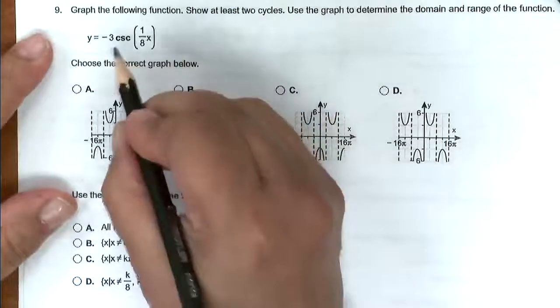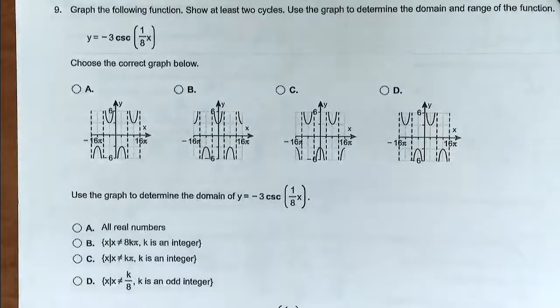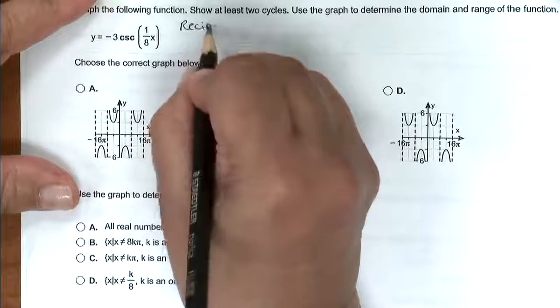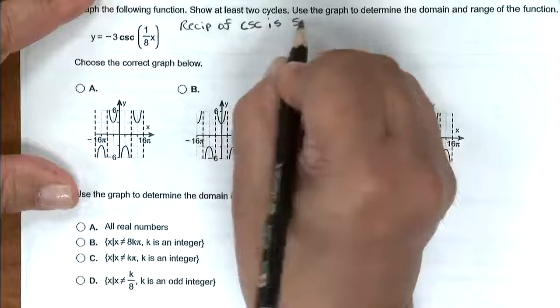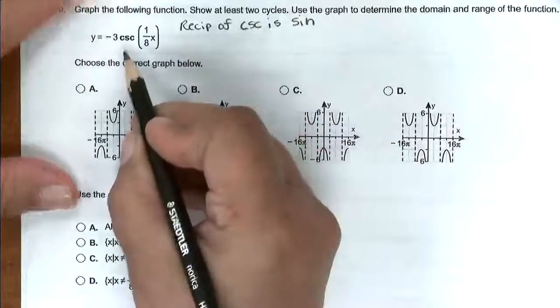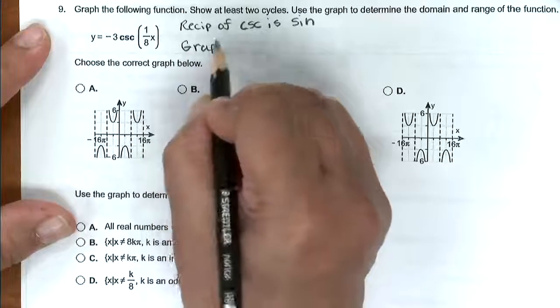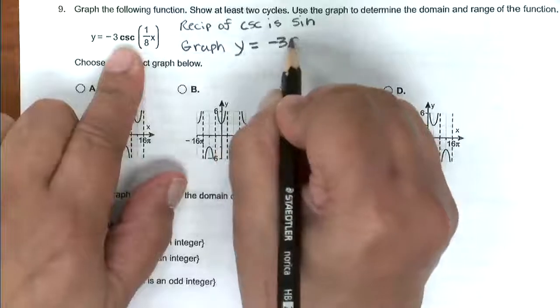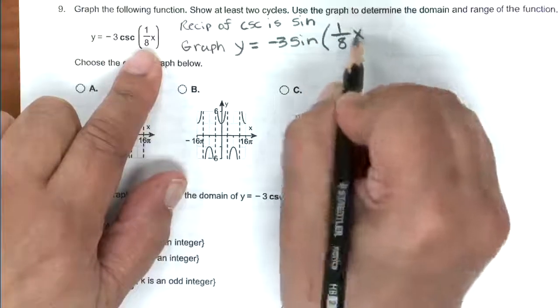All right, so who is reciprocal to cosecant? Sine. So you know what you're going to do? You're going to replace the word cosecant with sine. Okay, let me write it right here. Reciprocal of cosecant is sine. So we're not going to write it as a reciprocal, just know which one is the reciprocal partner to this. Rewrite the equation. We're going to actually graph y is equal to -3, replace the word cosecant with the word sine, and use everything else that's in the problem.